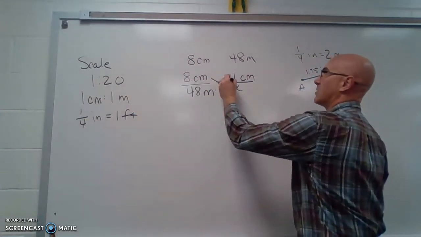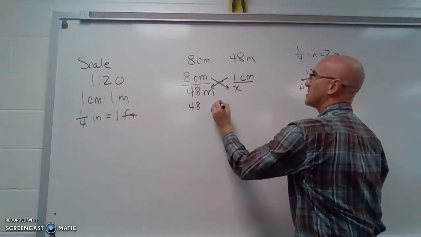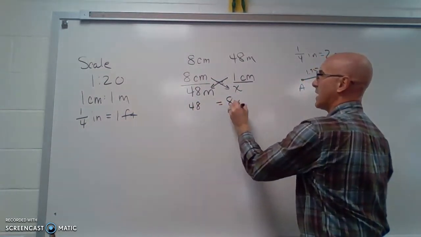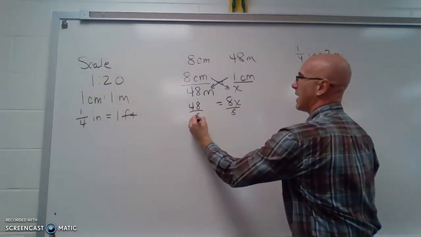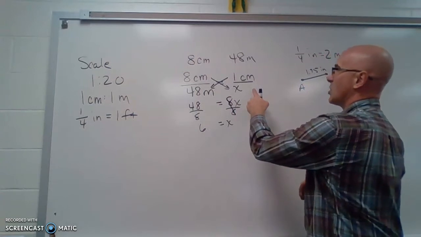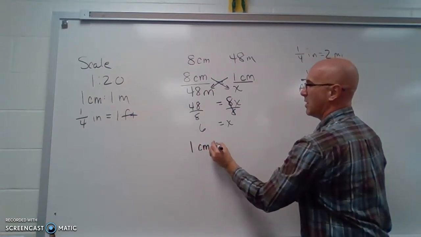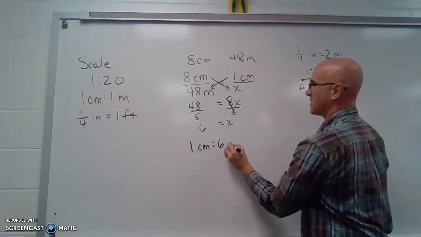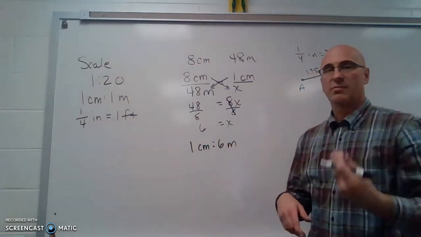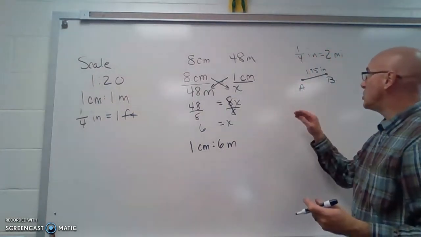If we cross multiply, 1 times 48 is 48, and 8 times x equals 8x. We divide by 8, and x equals 6. So my scale here, 1 centimeter, is 6 meters. We just calculated the scale. Now let's use a scale.